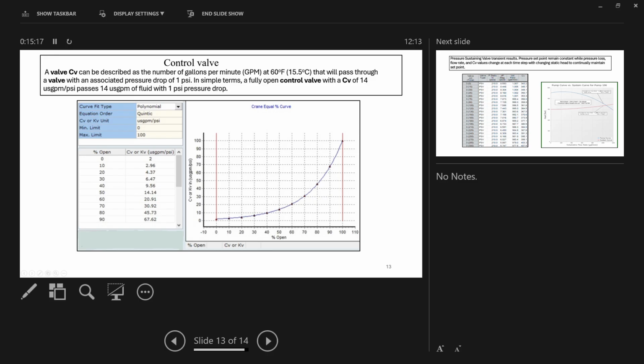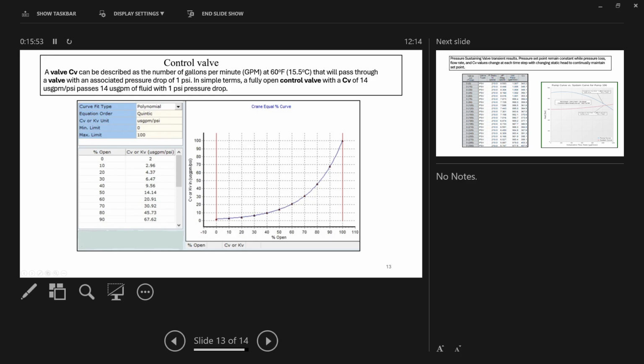What is CV value? Every control valve has some CV value. Suppose the control valve has CV value 14. What does it mean? It means that at 15.5 degrees centigrade, 14 gallons per minute flow will be there through this valve when the differential pressure, the upstream and downstream pressure drop, is 1.